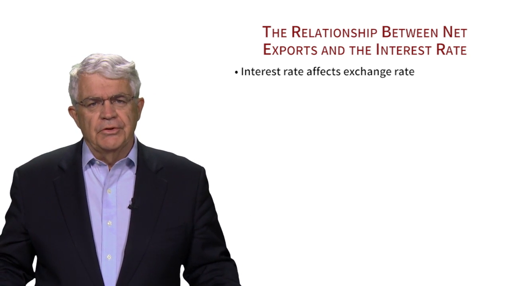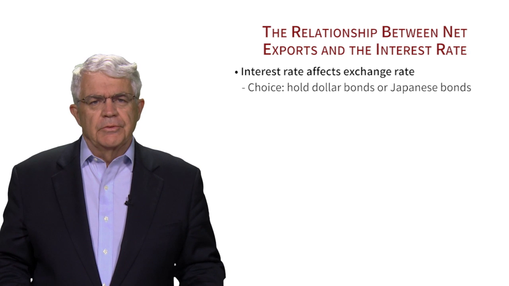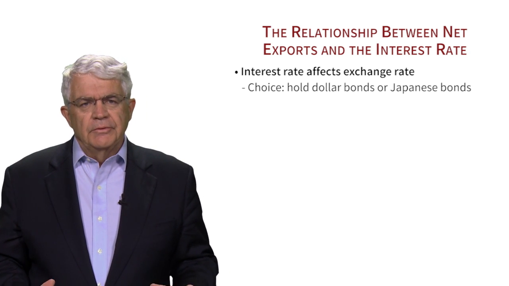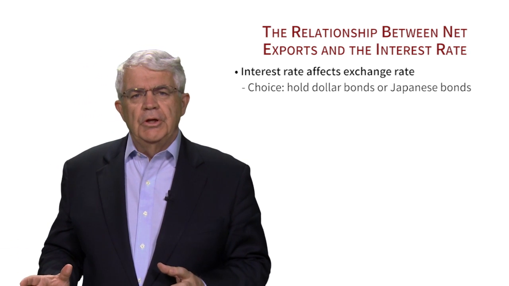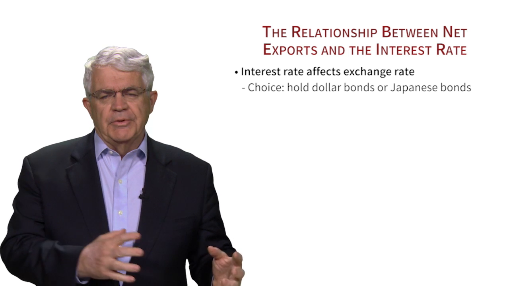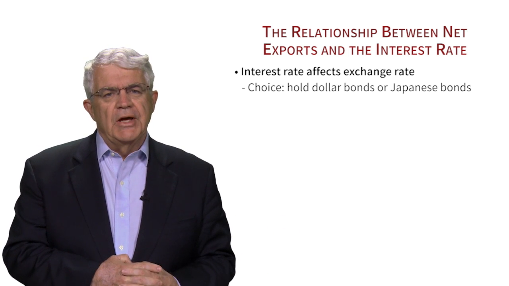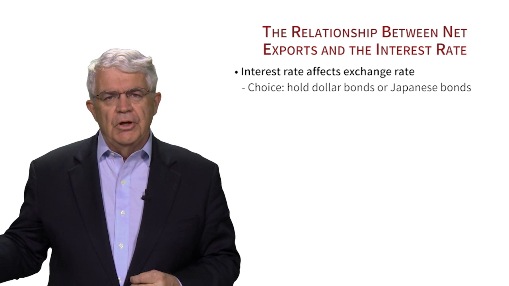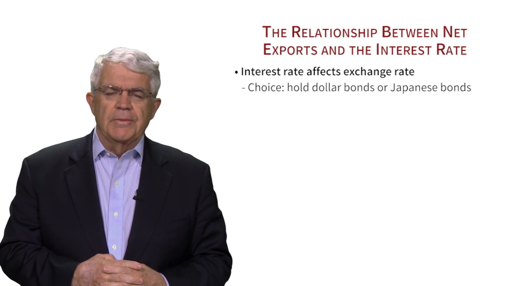So first of all, consider what happens if the interest rate changes. People are going to have a choice here about where to invest their money. Again, purposeful choice with scarcity. In this case, the choice will be to hold a dollar bond, say a dollar treasury security, or a Japanese bond, a Japanese security denominated in Japanese yen, for example. So that's the choice, a bond denominated in US dollars, a bond denominated in Japanese yen.